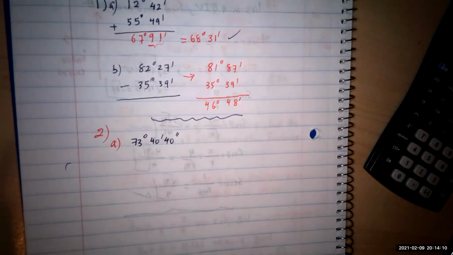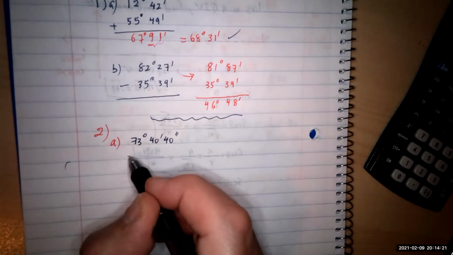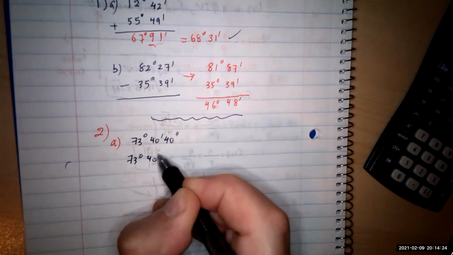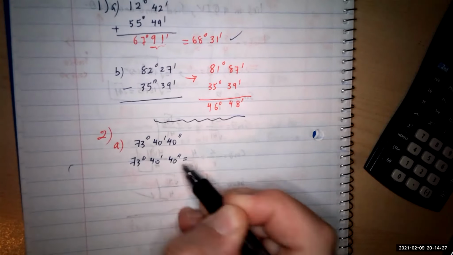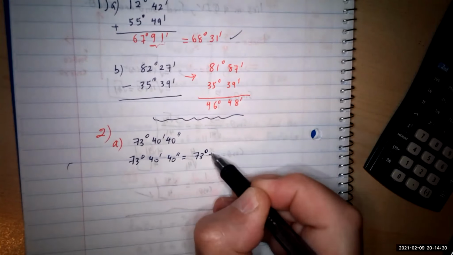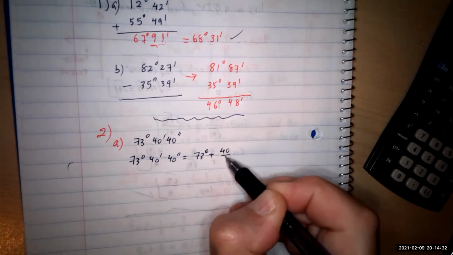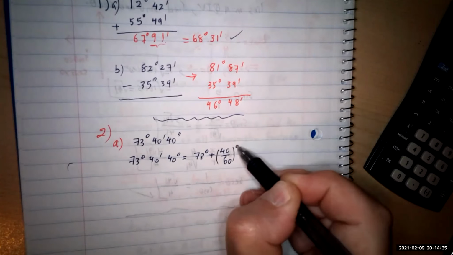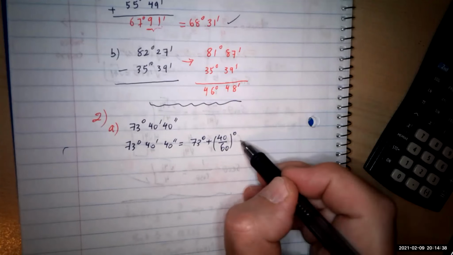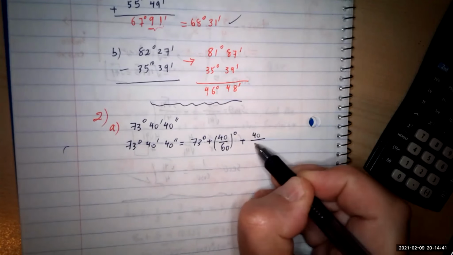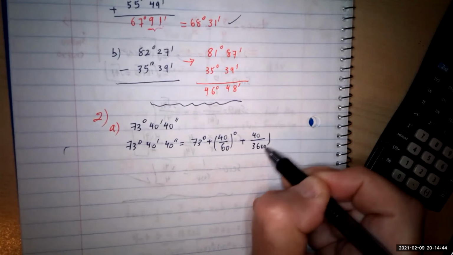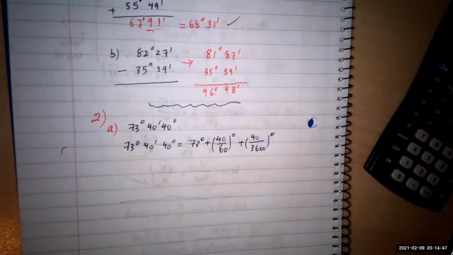In order to change it to decimals, we have to make it smaller, so we have to divide it. So it's 73 degrees, 40 minutes, and 40 seconds. This is going to be 73 plus 40 over 60 to change the minutes to degrees, and 40 divided by 3600 for the seconds in degrees. So this is the way you are going to see it.